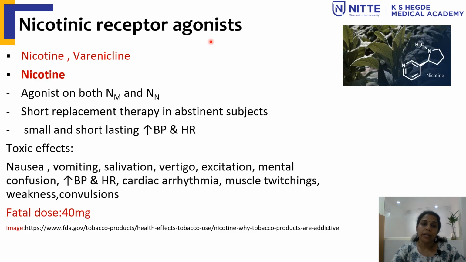Next is about the nicotinic receptor agonists, that is nicotine and varenicline. Nicotine is an agonist on NM and NN receptors, so it acts on both nicotinic receptors. It is a short-term replacement therapy in abstinent subjects, with a small, short-lasting effect on blood pressure and heart rate. For those who want relief from the habit of smoking and tobacco chewing, nicotine or varenicline is preferred.